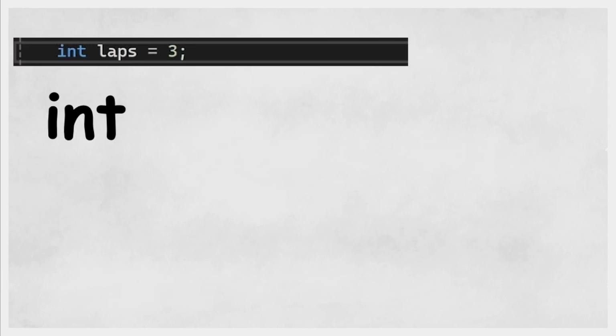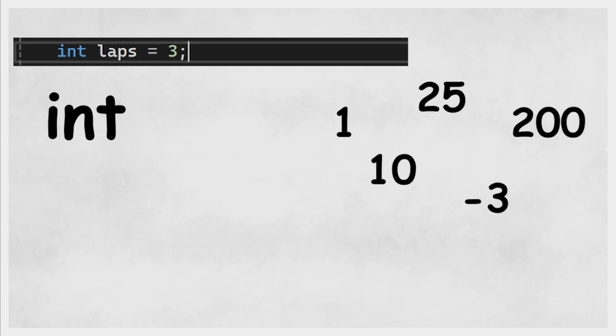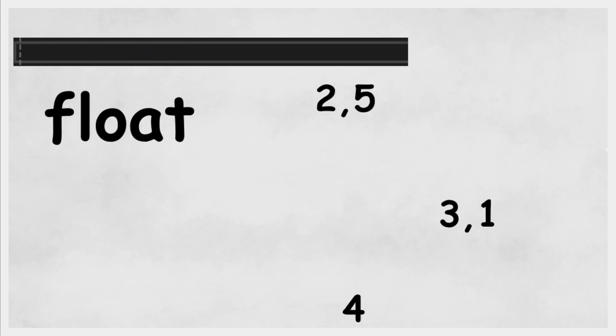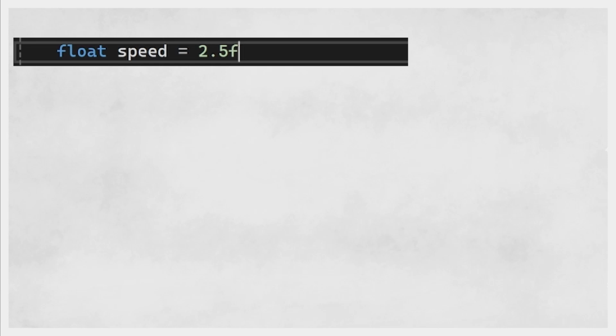A variable with type int can only contain whole numbers. That could be how many items there are on our inventory, or how many laps a little race car has completed. A float can hold real numbers, meaning it can store numbers with decimals. Just remember, when you write a float, you need to add an f at the end of the value to tell C# it's a floating point number. It's perfect for tracking things like speed.